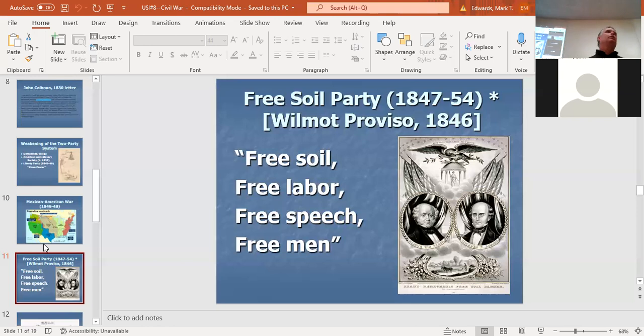Free Soilers will not put that many people in office. They'll put more people in than the Liberty Party did. They will actually run a presidential slate at one point. They won't win. So they'll win a few seats in Congress, but that's not their importance, right? The question with third political parties is not, are you putting your people in office? The question is, is your ideology, is your program, getting enacted by the two-party system?